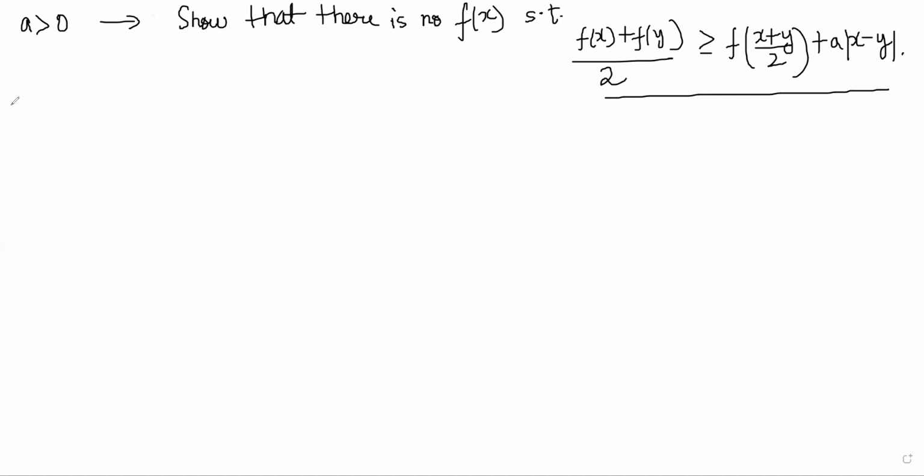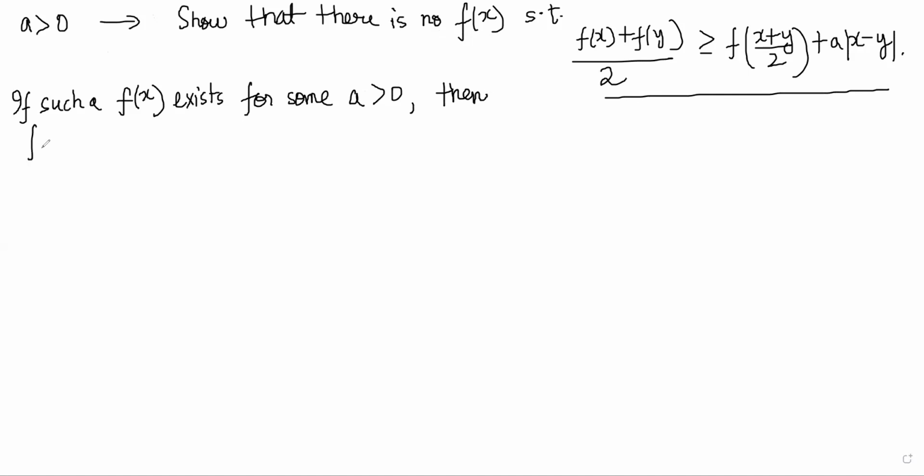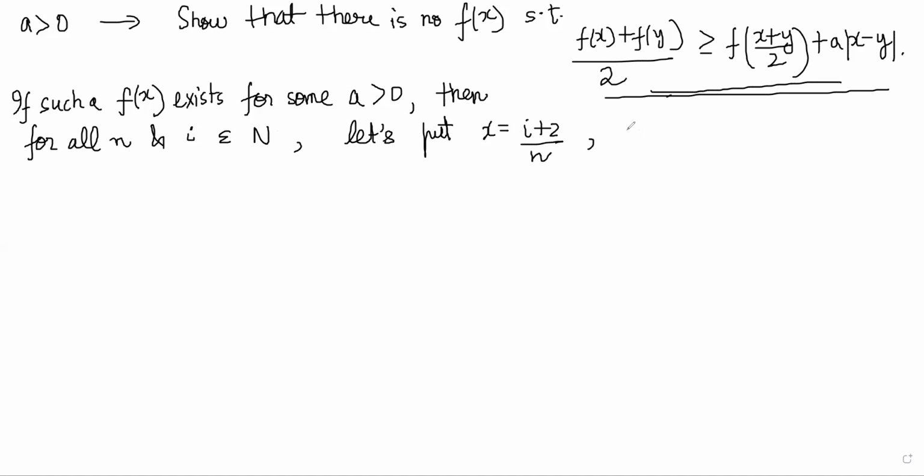We'll assume by contradiction. Let's assume such a function f(x) exists for some a greater than 0, then for all n and i belonging to natural numbers, let's use this inequality. Let's put x equal to (i+2)/n and y equal to i/n.